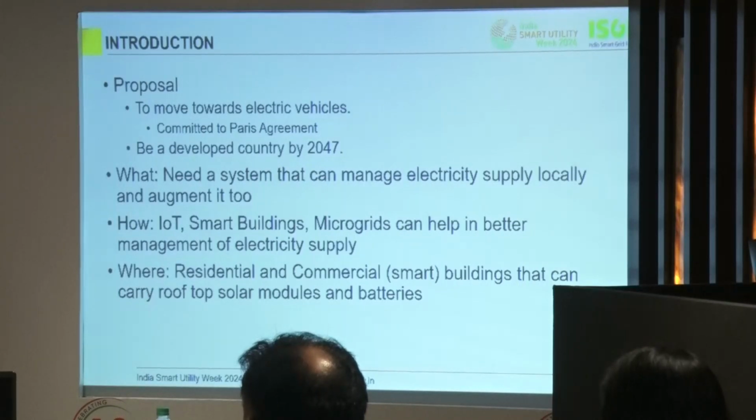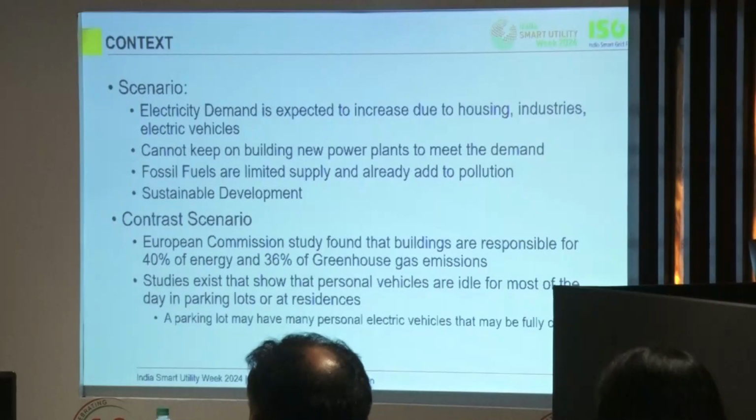Then you have microgrids. There have been a lot of paper presentations today on microgrids, which have demand and supply, both sides on their own. They can be isolated, they can be connected to the grid, whatever way you want, you don't have restrictions. So what we are trying to do here: we have residential buildings, commercial buildings, with enough space on the top to place rooftop solar modules and the related battery infrastructure for storing the solar power. This is the scenario we are thinking of.